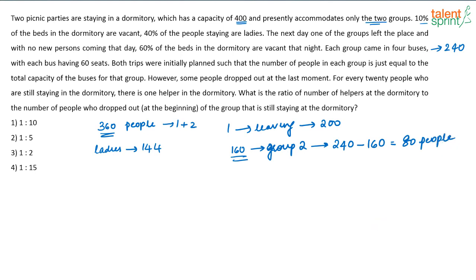Correct? Now what was the question? What is the ratio of the number of helpers at the dormitory to the number of people who dropped out of the group which is still staying in the dormitory? So first of all, how many helpers are there in the dormitory?